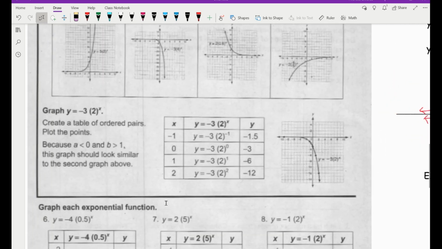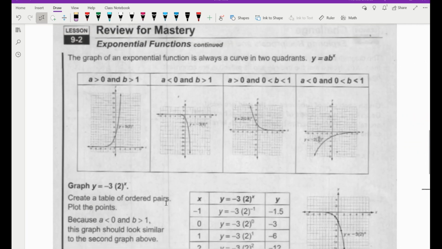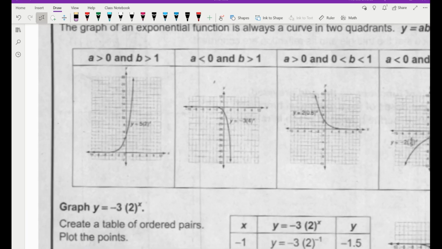Now let's look at the worksheets. On the mastery worksheets, it's kind of the same information we just went over. They're showing a growth equation. It might be a little hard to read, so I'm going to write what it says there. It's y equals 5 times 2 to the x. Remember, this would be the a value, and this would be the b value, a times b to the x. And that's a growth graph.